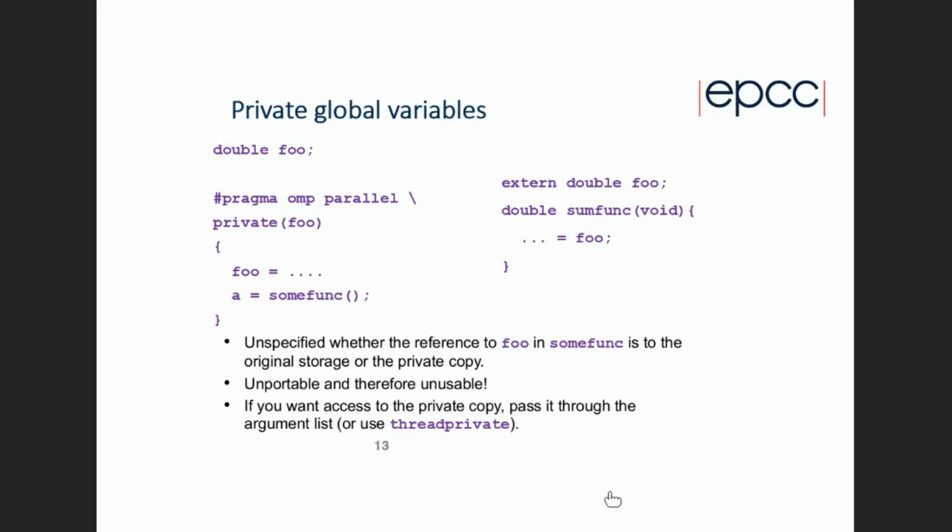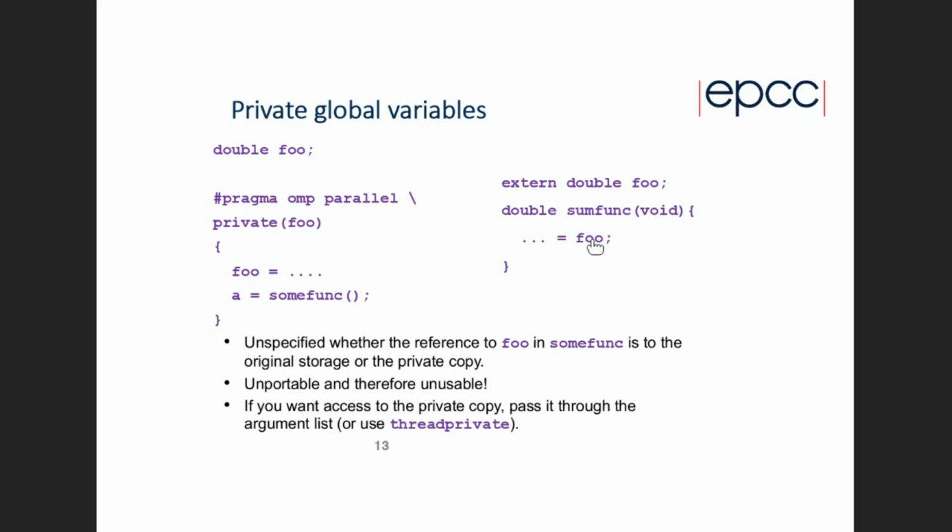Okay, this is probably a rare case, but it's nasty because it's something you just can't do, because you don't know. The compiler will do something, but you don't know what it's going to do. So the example here is, suppose I have a global variable foo, and then I have a parallel region, and I make foo private. I make private copies of foo. This parallel region calls a function, and inside that function there are also accesses to foo.